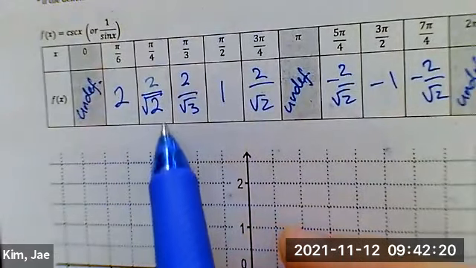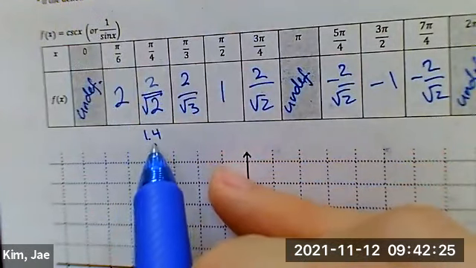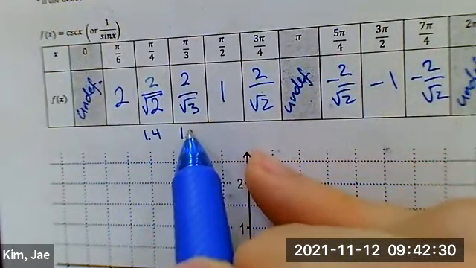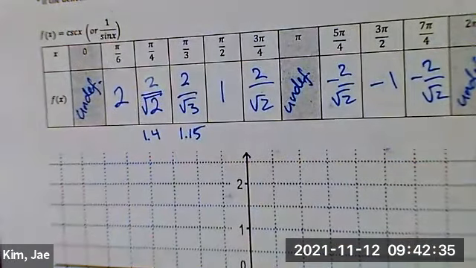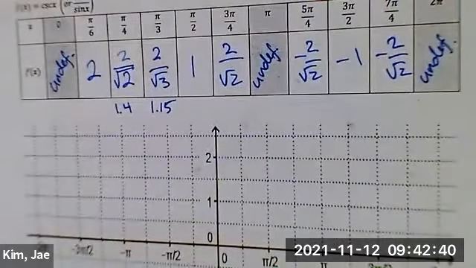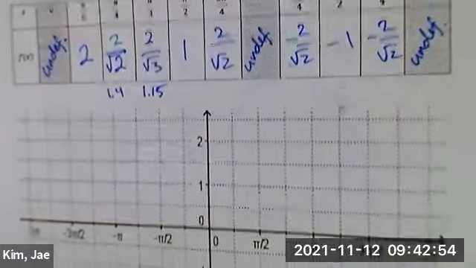Please note, it's really hard to graph this, so I'm going to write it down. 2 over root 2 is approximately 1.4, and 2 over root 3 is approximately 1.15, close to a 2. Please note, this part is not grade 11. This is actually grade 12. You've never done a reciprocal of sine, cosine, and tangent before. So be flexible. This is what cosecant functions look like.